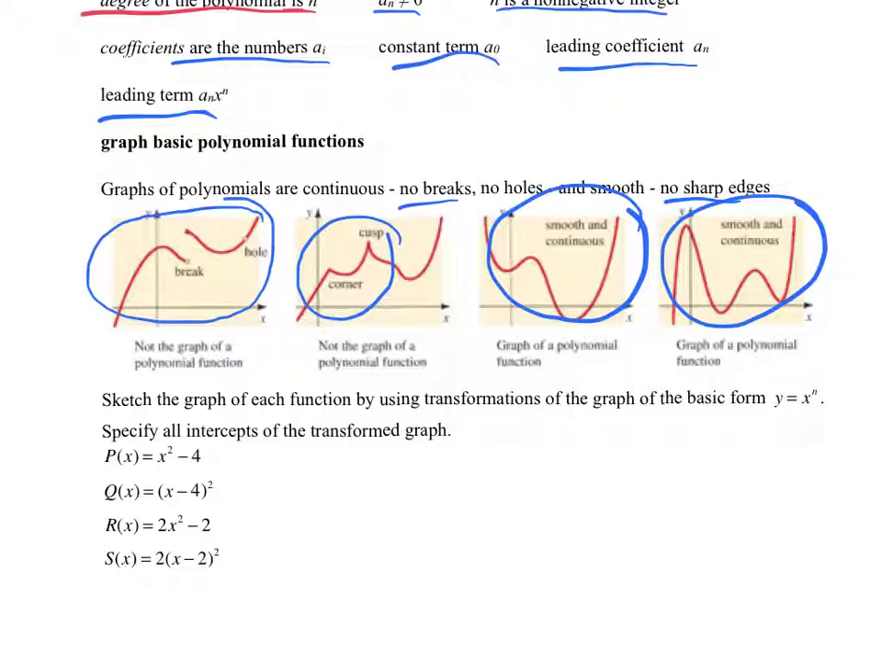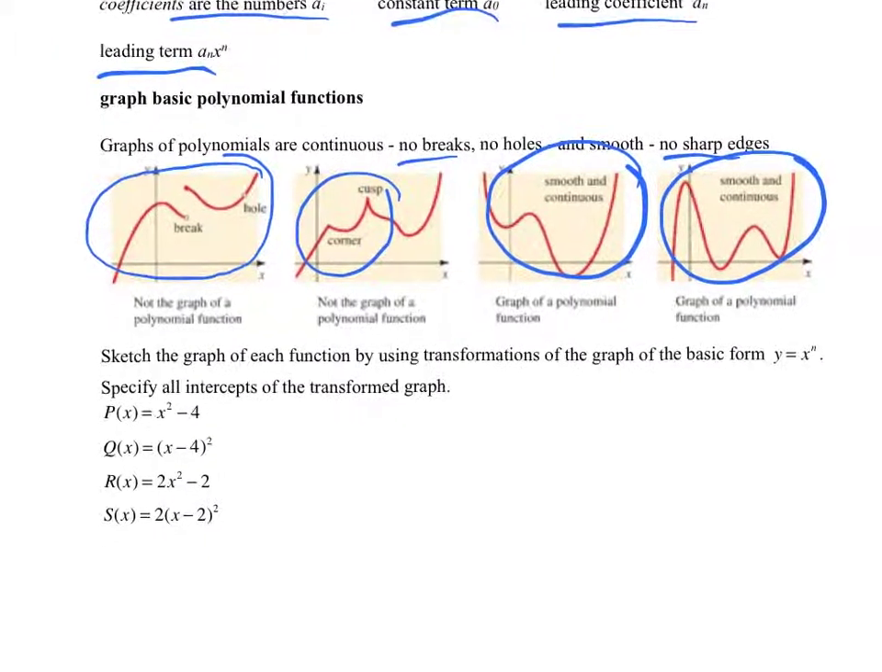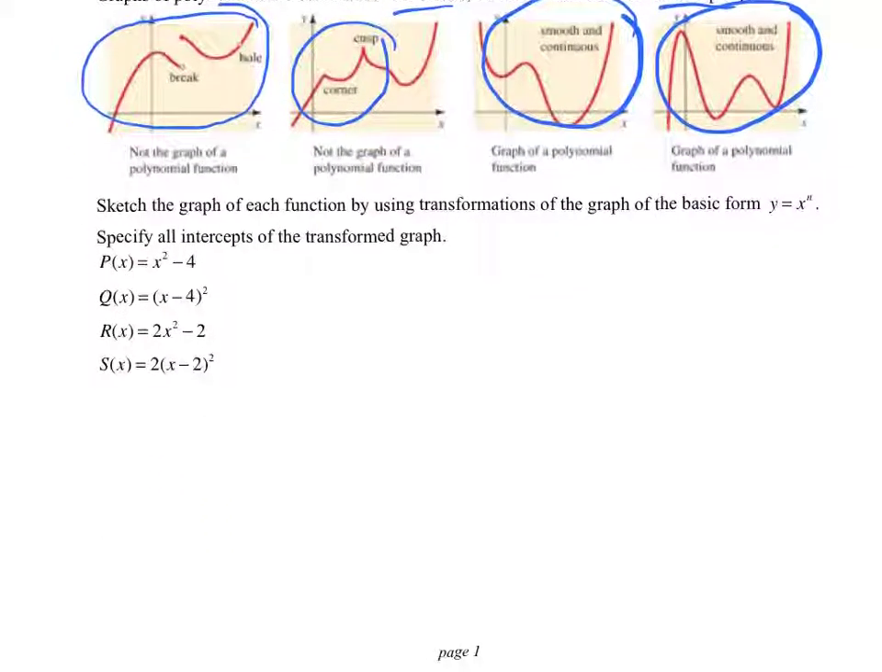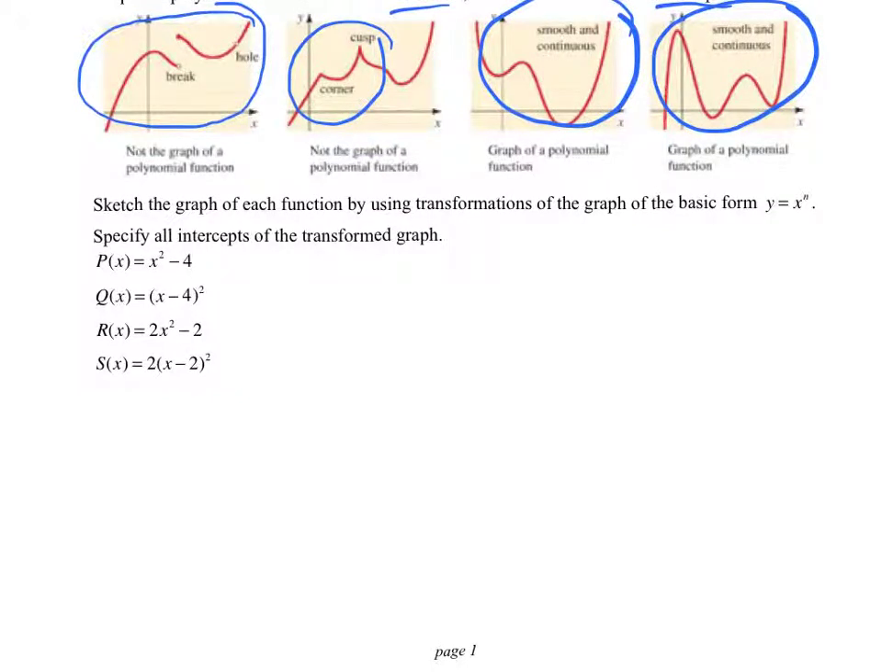So to sketch the graph of these functions using transformations, we're thinking of these as functions now. And so we want to graph x squared minus 4. That's the graph of x squared shifted down 4 units. So the graph of x squared shifted down 4 units would mean that the y-intercept is negative 4. So we have that.